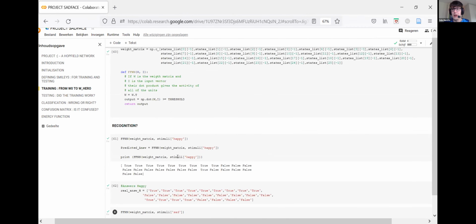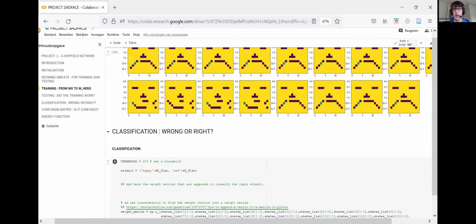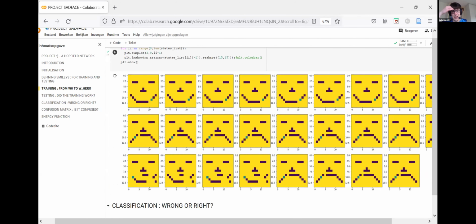So in all the Hopfield networks, and here you can see the last part, we trained it correctly, it recognized them all correctly, so you can see that in the Hopfield network. So this was our project set phase, eventually a success. Sure. It turned into a happy face.